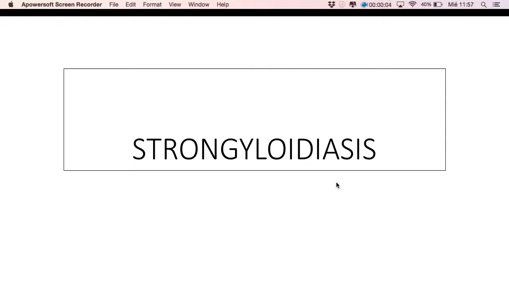Strongyloidiasis. Strongyloidiasis is a parasitic infection that can be caused by two species, Strongyloides fulleborni and Strongyloides stercoralis. But Strongyloides stercoralis is more common and represents most of the cases of strongyloidiasis. That's why this talk is going to be based mainly on Strongyloides stercoralis infection, but keep in mind that these two infections are going to manifest very similarly.